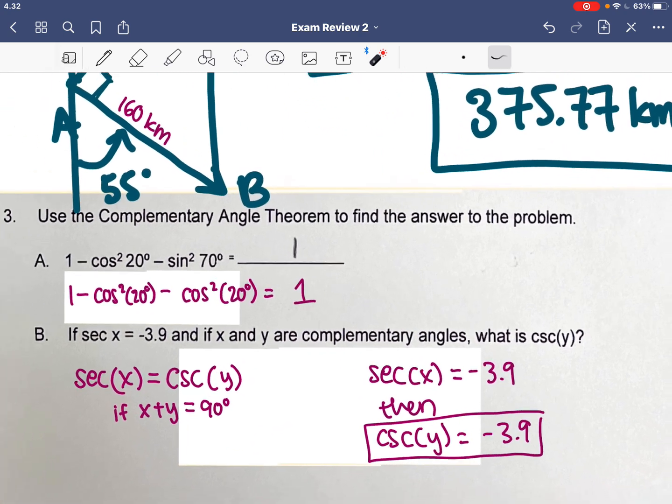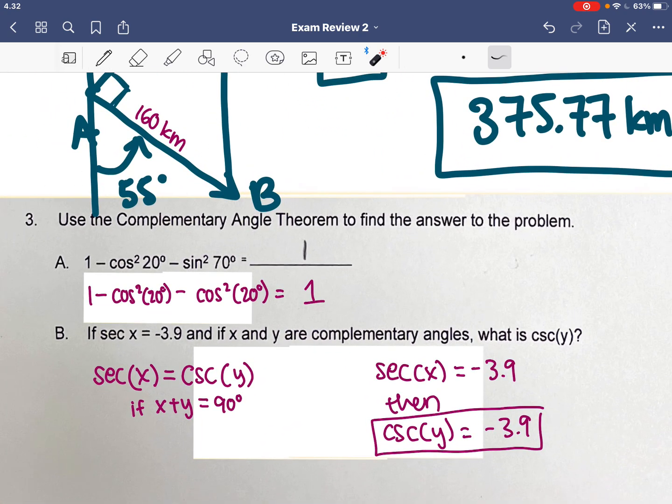We're flying through these. And then number 3, it says use the complementary angle theorem to find the answer to the problem: 1 minus cosine squared 20 minus sine squared 70. We know that cosine and sine are co-functions. So you guys need to convert one of these, either convert this to sine squared something or this to cosine squared something. I just converted this to cosine squared 20. So this and that are the same. So this would become 0. 1 minus 0 is 0. Okay.